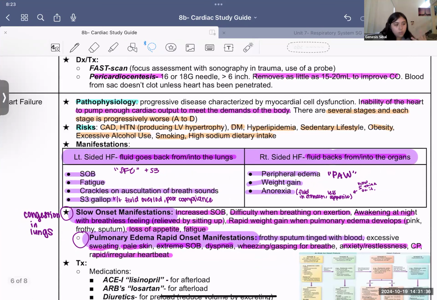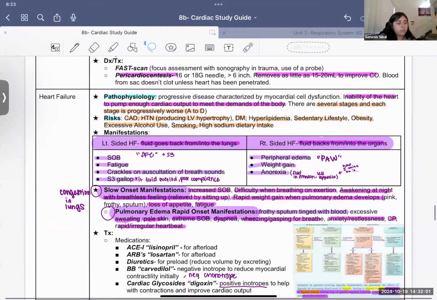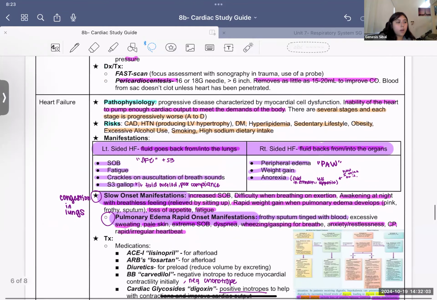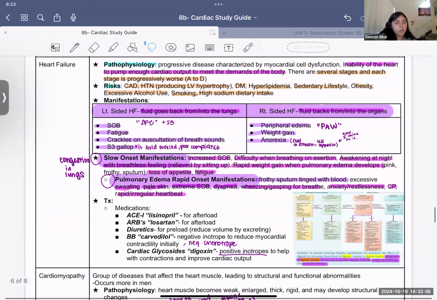And then a FAST scan, which you don't really have to know, and then a pericardiocentesis. So kind of like a thoracentesis, but specifically to the pericardium. So it removes as little as 15 to 20 mL to improve the cardiac output, so that we're having that proper perfusion, proper oxygenation for the body as well. So blood from the sac doesn't clot unless the heart has been penetrated. It's another thing to know. But really, pericardiocentesis is used for that.